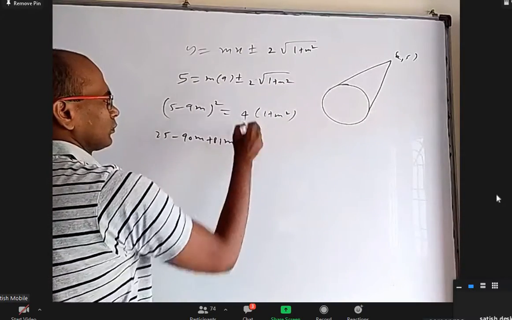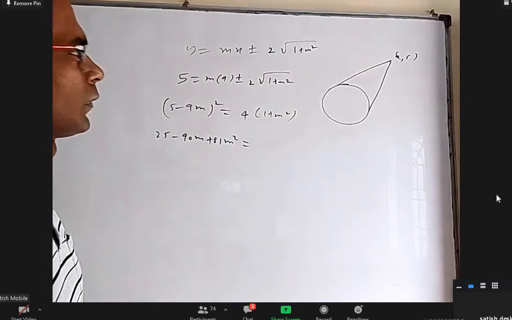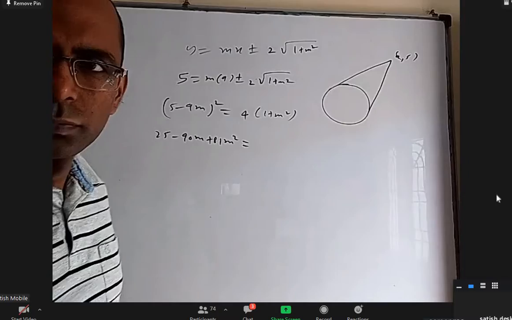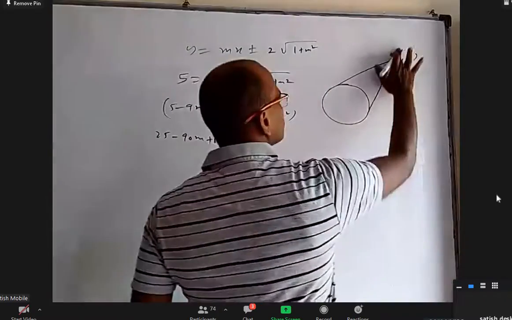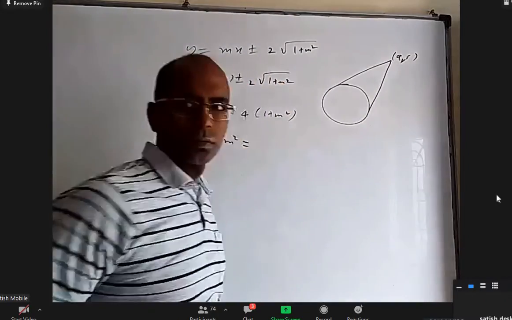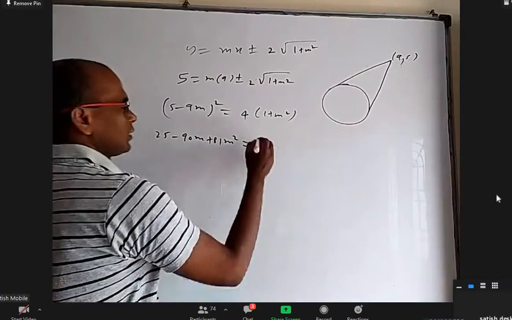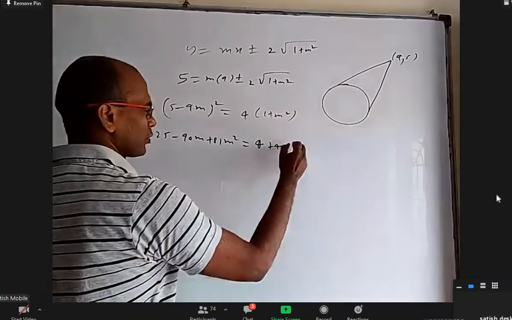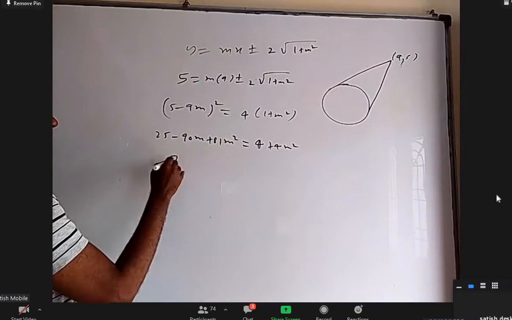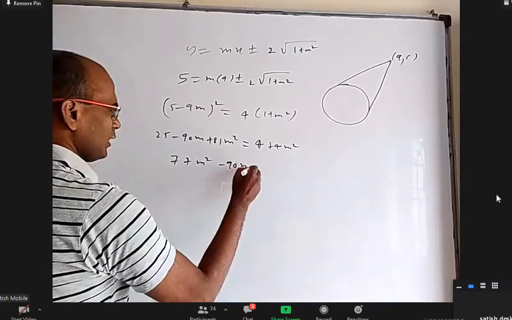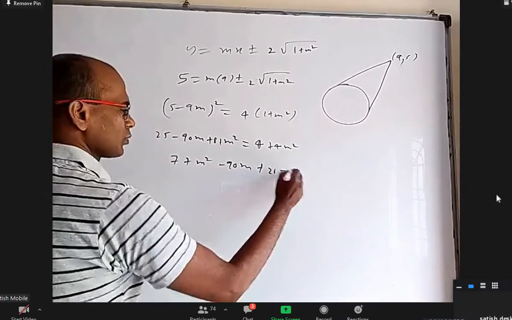So the point is (9, 5), yes, (9, 5) only. This is 4 plus 4m square. Get it to one side and you'll get 77m square minus 90m plus 21 equal to 0.